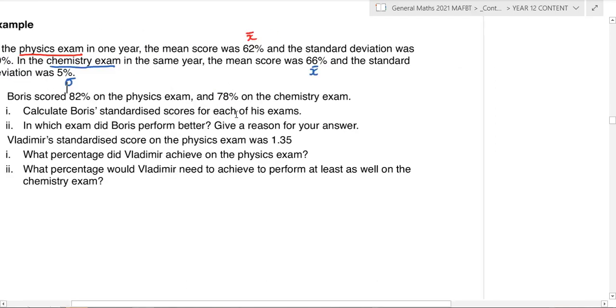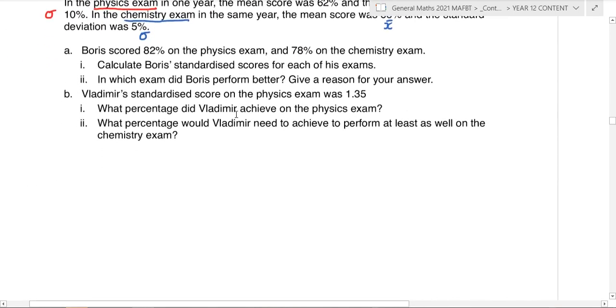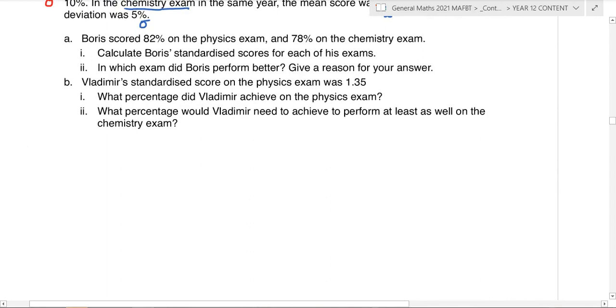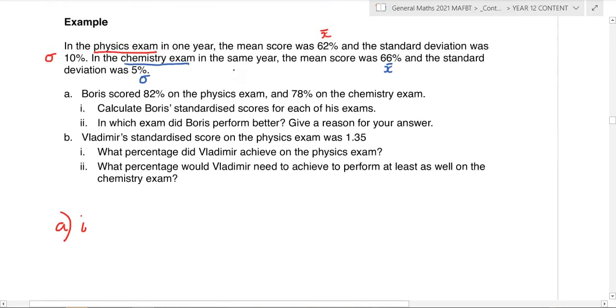So Boris scored 82% on the physics exam and 78% in the chem exam. Calculate Boris's standardized score for each of his exams, and in which exam did Boris perform better? In this scenario, I'll do the question and explain the second part in a second. Let's do part 1.